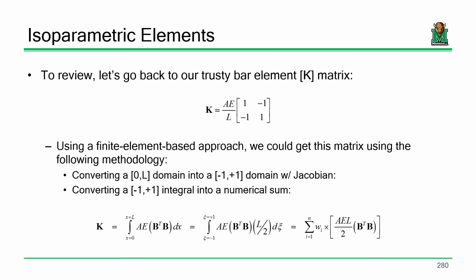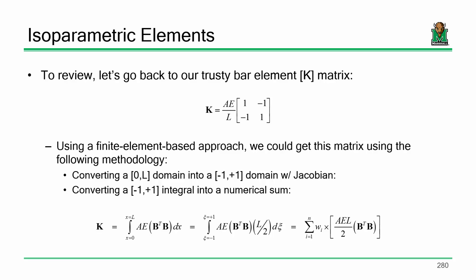Now, let's start talking about it. What do I mean by an isoparametric formulation? Again, I go back to my trusty old bar element because I think it's the easiest medium by which to explain what's going on with FEA. So this is my classic stiffness matrix for a 2x2, two-noded bar element. We used direct stiffness a long time ago to get this stiffness matrix, and then we proved that finite element analysis, that approximate technique, would yield the same answer.